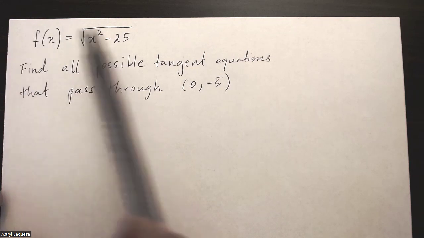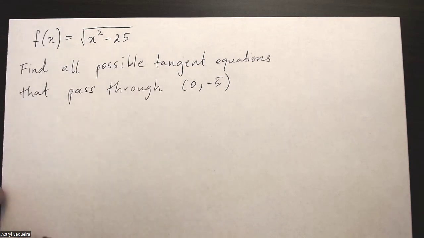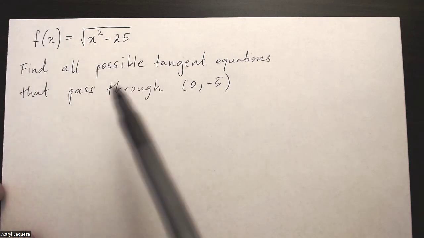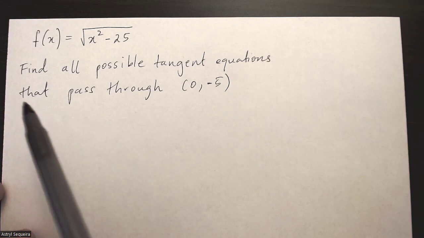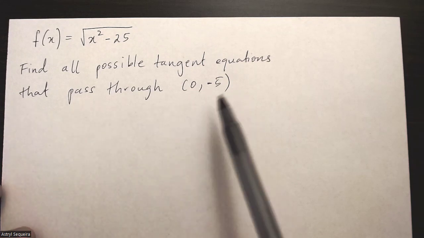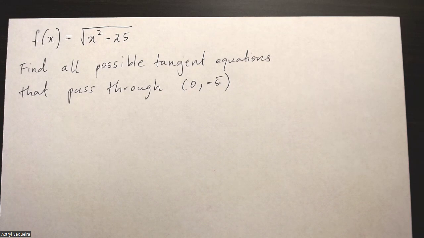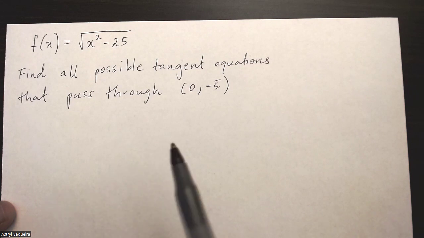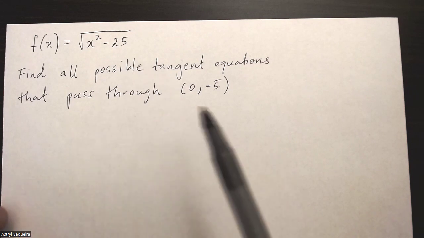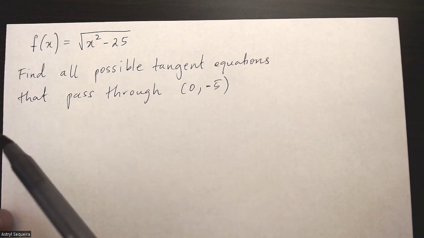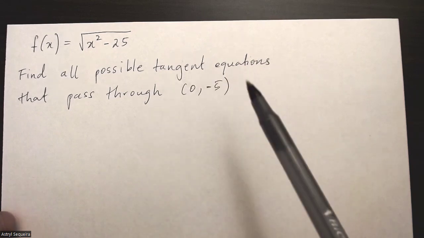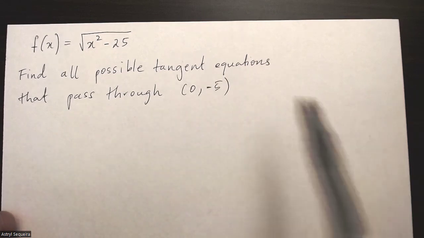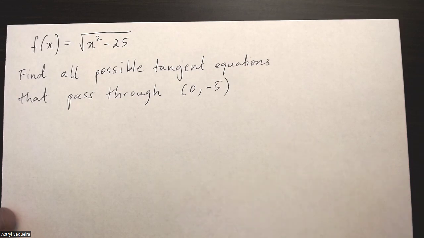All right, in this video, we're given this function over here, and we're asked to find all possible tangent equations that pass through the point (0, -5). Now, at first glance, you might be a bit confused about this question because you might think that every function only has one tangent line through each point on the equation.